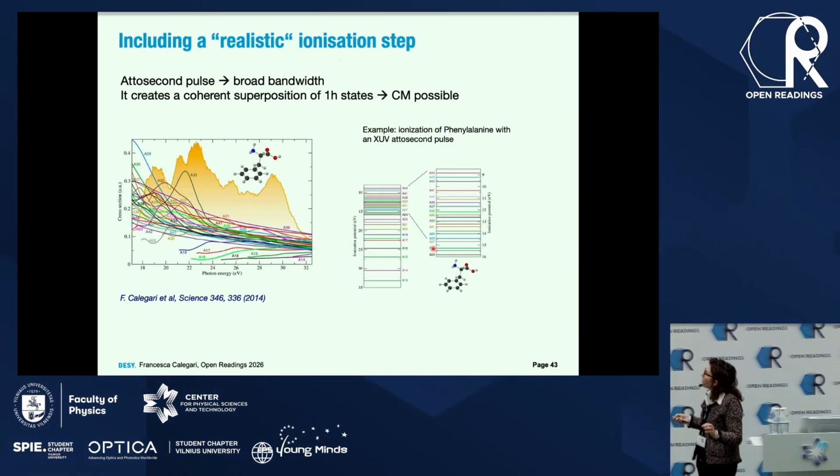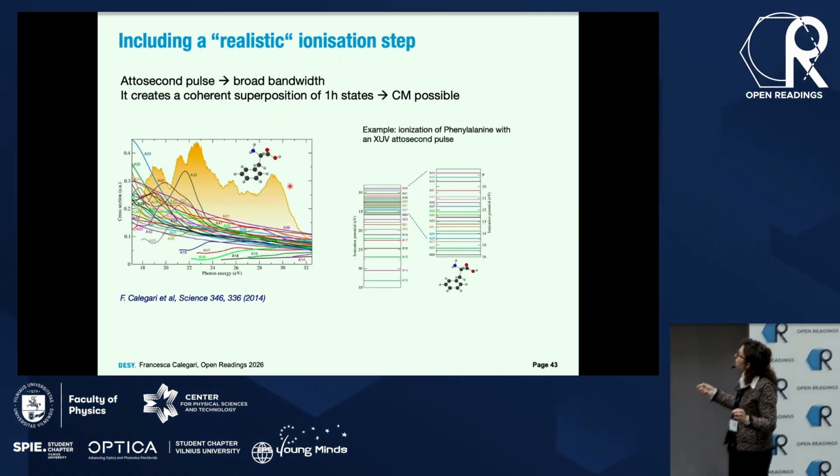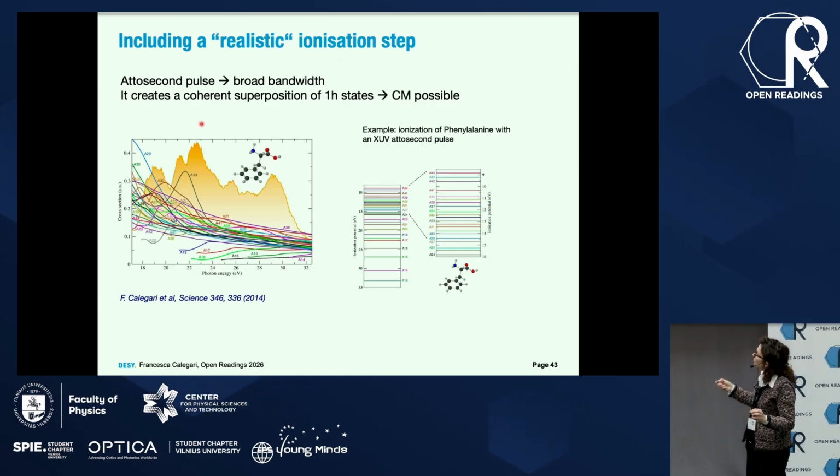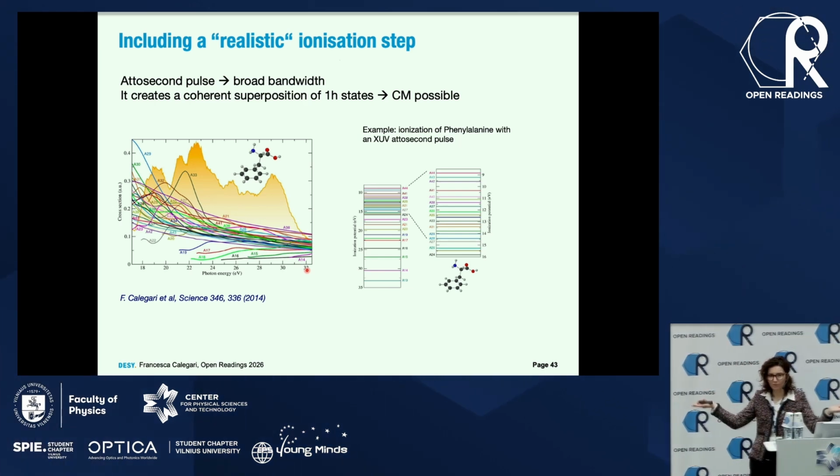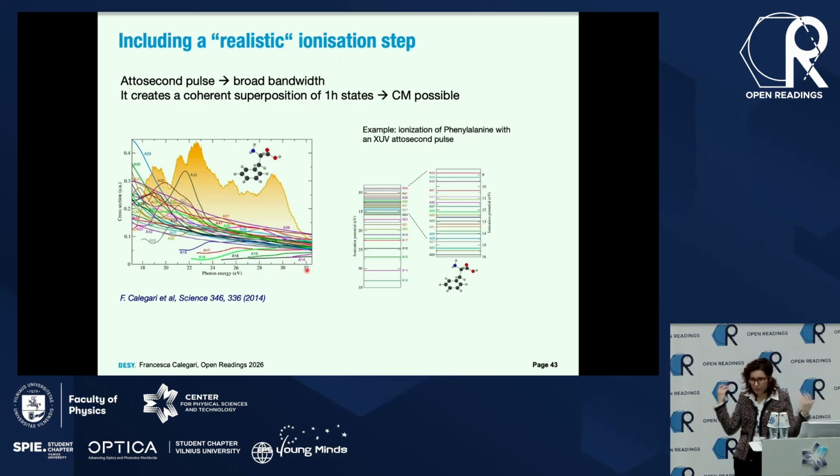So going back to our attosecond pulse, if you take a molecule like the molecule we picked, which was very complicated at that time for the experiments, phenylalanine, an amino acid, and you take the broad bandwidth of your attosecond pulse, you can see here all the possible electronic states that we are ionizing from. So what I told you before, the broad bandwidth means coherent ionization from a lot of electronic states.